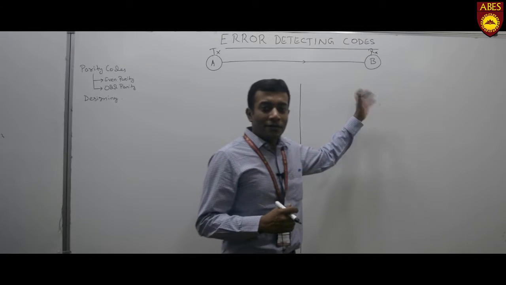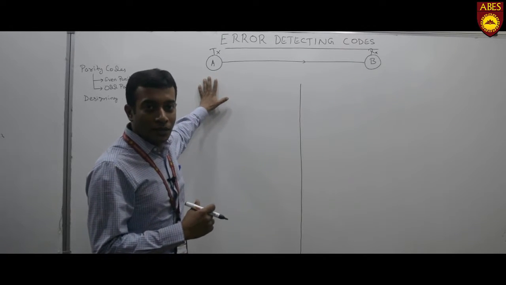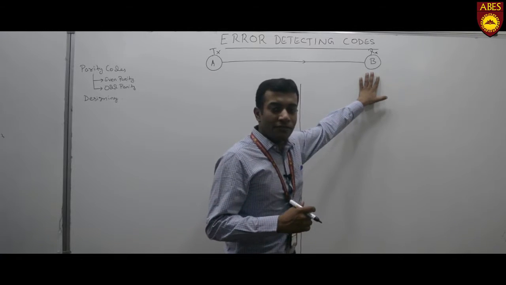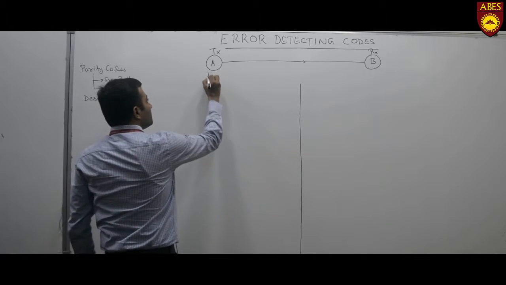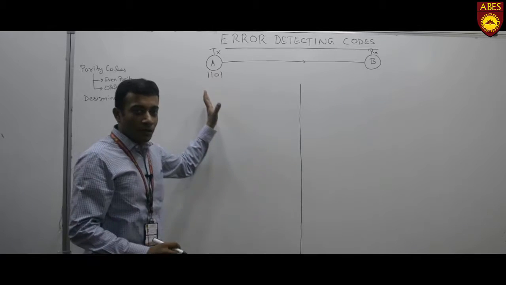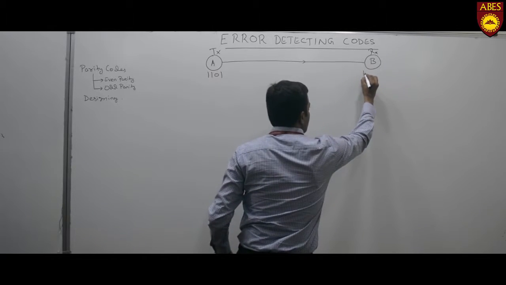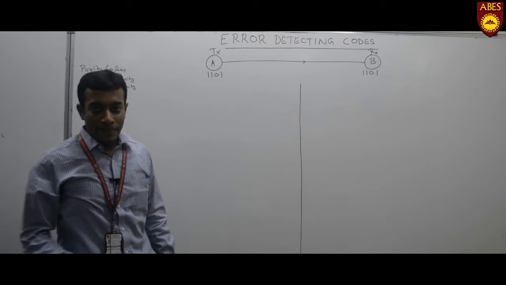So what we expect at point B is that whatever we had transmitted from point A is received at point B without any error. For example, if we are transmitting a 4-bit binary code, say 1101 from A, we expect that it should be received as 1101 at B.